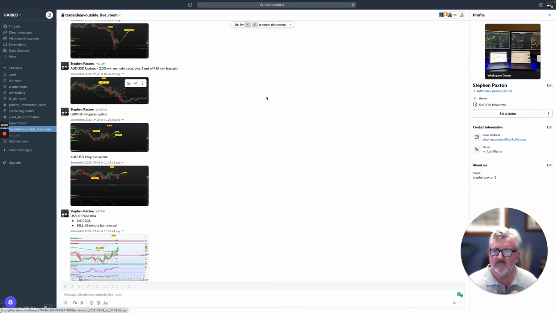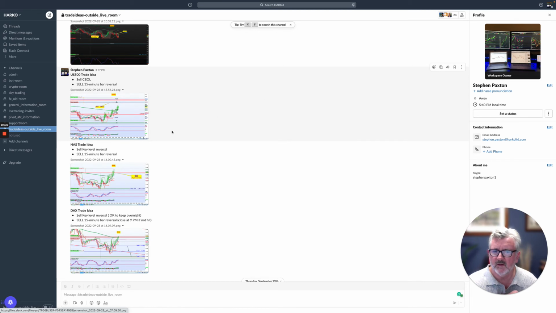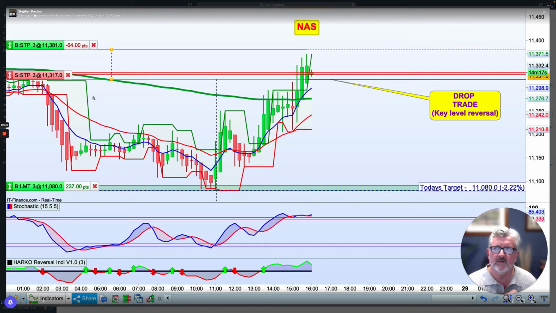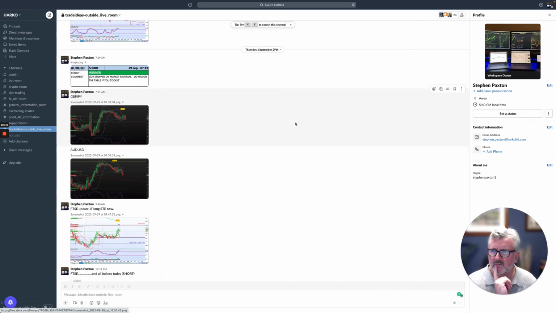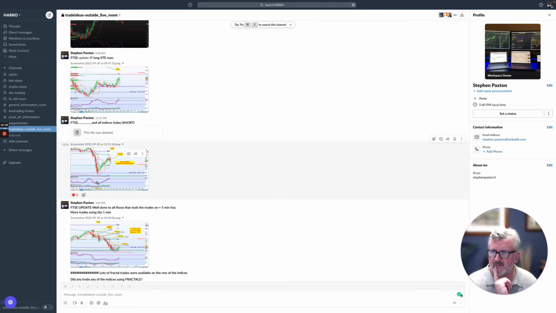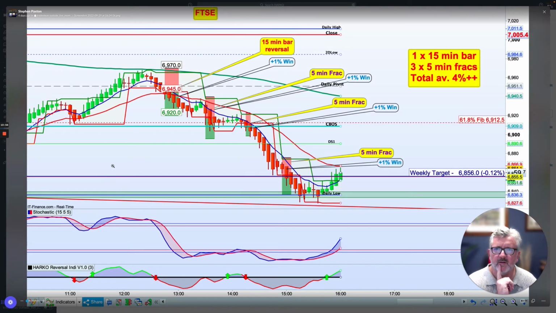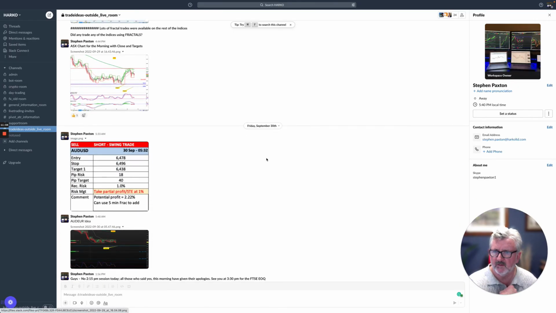It's September the 28th, coming into the end of the month, and this is selling C-ball, doing drop trades, key area reversals. These are the areas identified in the morning where the market is going to run off, and into the end of the month, another cable trade there, pound Japani, AUD USD coming off. Quite a few different trades here. 15-minute bar reversals followed by fractals, so 4% plus on that particular trade there.